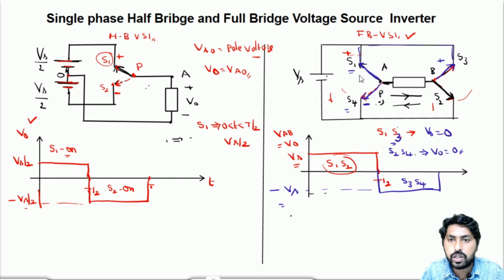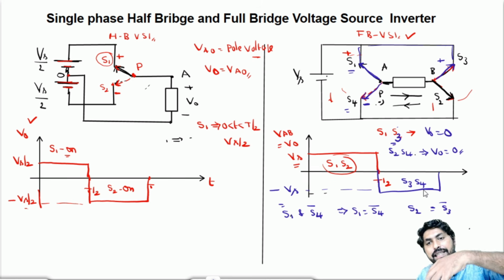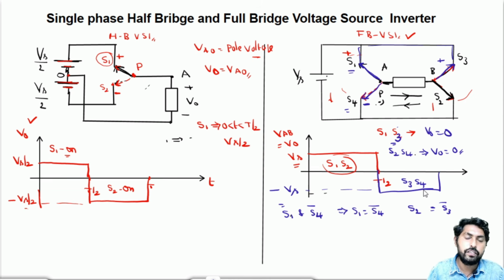So S1 and S4 are complementary switches, that is, S1 is the complement of S4. When S4 is in the on condition, S1 should be off, and when S1 is on, S4 should be off. Similarly, S2 and S3 are also complementary positions. They should not be closed at the same time, because that would short circuit the source.